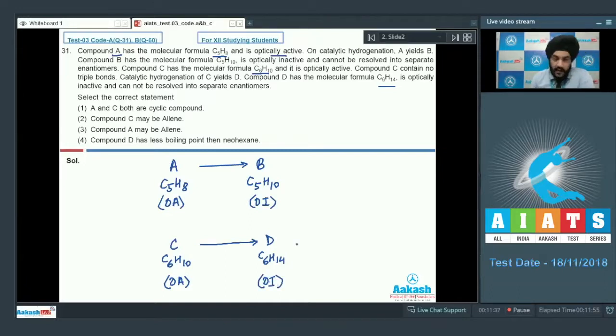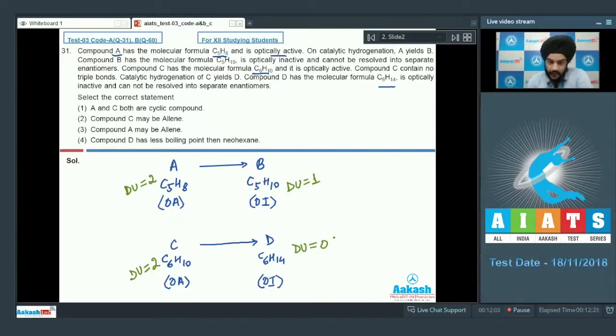Okay. So we can first try and figure out the degree of unsaturation of the compounds which are given to us. C5H8, the DU of A is equal to 2. If you look at B, the DU of B will be equal to 1. If you look at C, its DU will be equal to 2 again. And if you look at D, the compound D has a degree of unsaturation equal to 0.